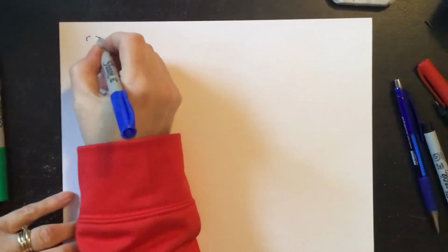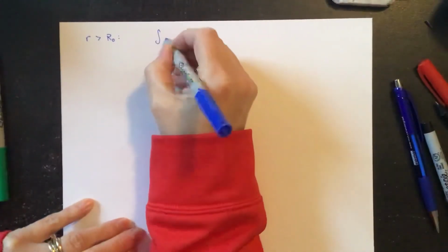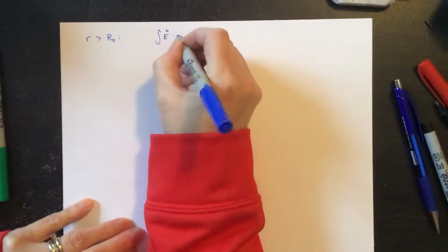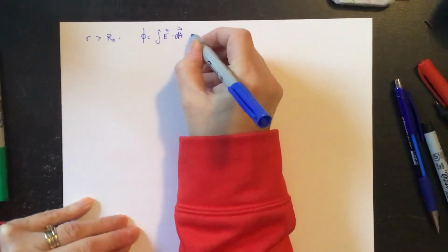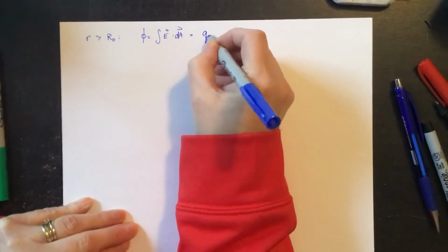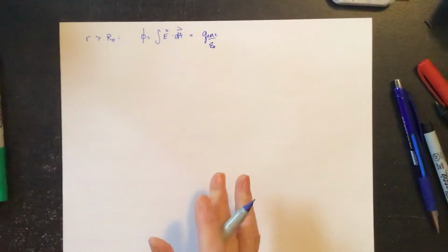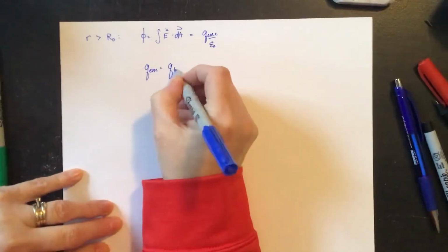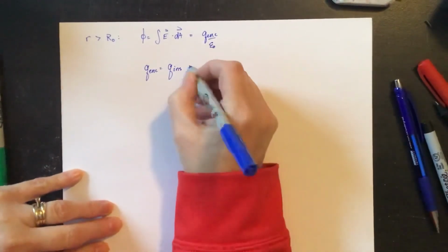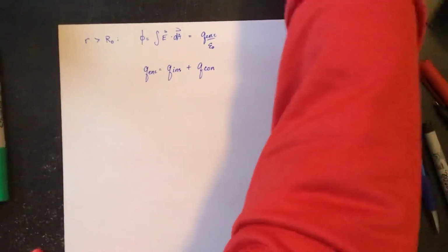So R outside the conductor. We're still going to apply Gauss's law. The integral of E dot dA is our net flux. We know that that's equal to E times 2 pi R L, and that's going to be the Q enclosed over epsilon naught. Let's just be careful about finding that Q enclosed. So Q enclosed equals Q of the insulator, INS for insulator, plus Q of the conductor, CON for conductor.